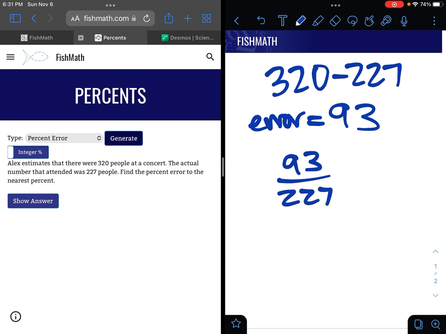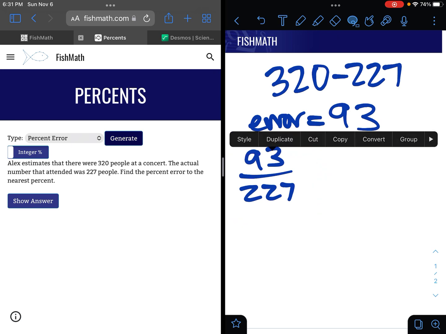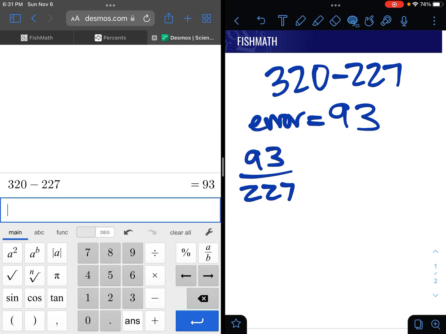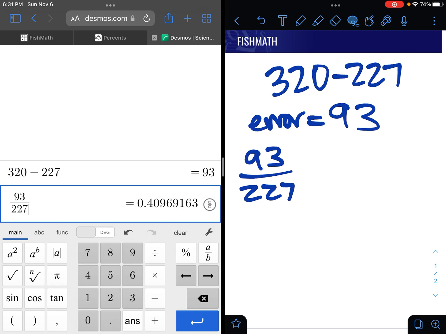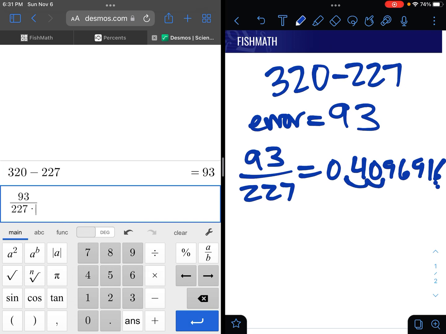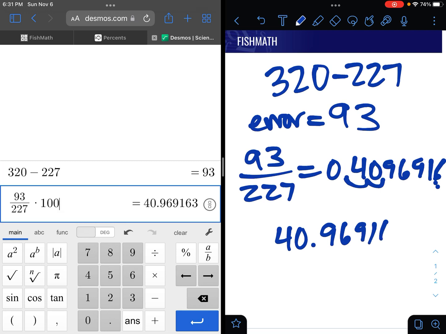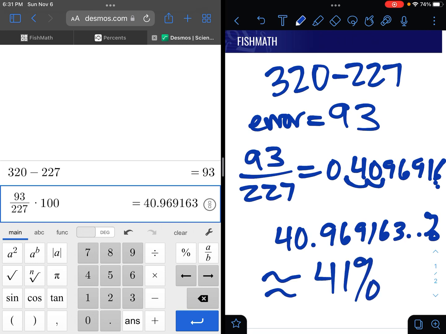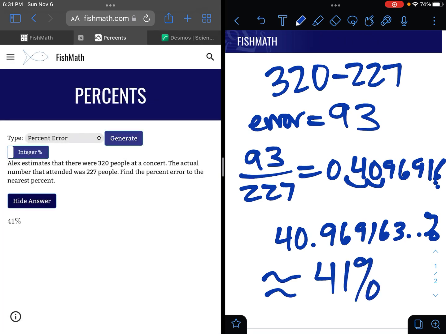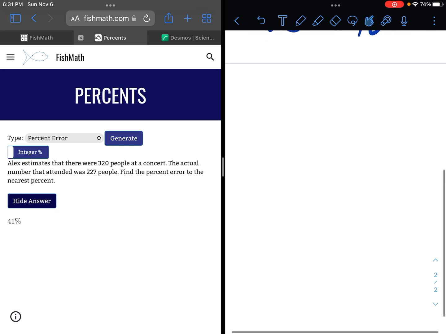And it says to find it to the nearest percent. So we're going to round to the nearest whole percent once we divide these two. So 93 divided by the actual 227 gives us about 0.409691, etc. So for the nearest percent, we're going to move this over twice, or do times 100. Either way, it's the same. Times 100 here. So 40.969163 yada yada yada percent. So the nearest percent would be 41%. Let's check our work here. And there it is.